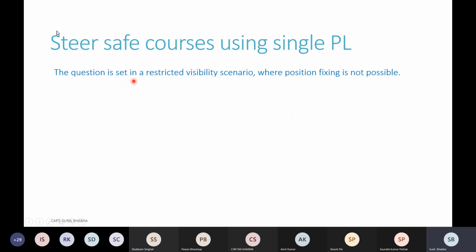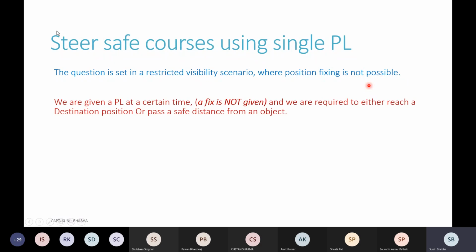So this question is set in a restricted visibility situation where position fixing is not possible for us. We are given a single position line at a certain time. A fix is not available to us. Why is the fix not available? Because of the restricted visibility. The observer has just managed to obtain a single PL, and after that he is not able to fix the ship's position.